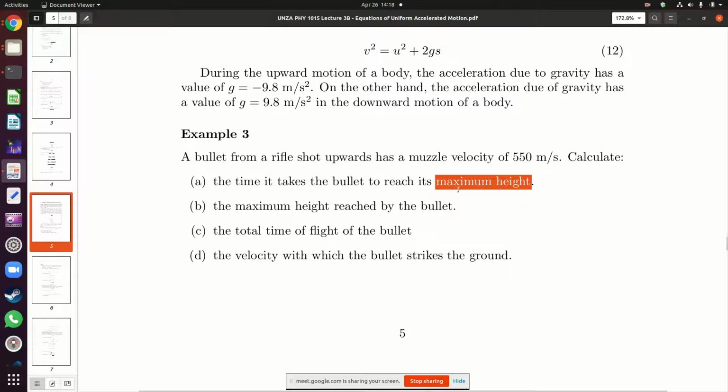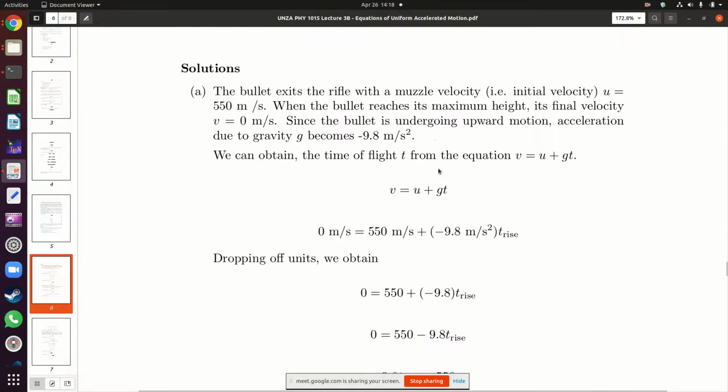That the velocity will reduce by 9.8 meters per second every second. So at maximum height, we know the velocity is 0 meters per second. That's why we are using this expression here, v equals u plus gt. The initial velocity with which the bullet came out of the gun is 550 meters per second. Then since the bullet is going away from the surface of the earth, it is minus 9.8 meters per second squared. Then we are looking for the time the bullet is going to take to reach maximum height, and that is what you're calling the rise time.